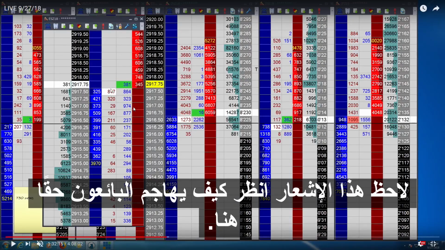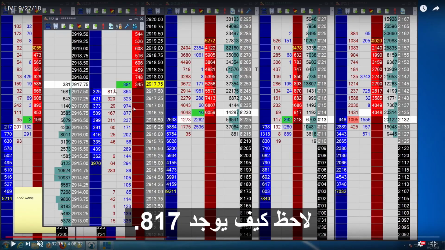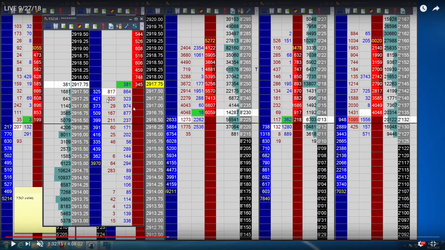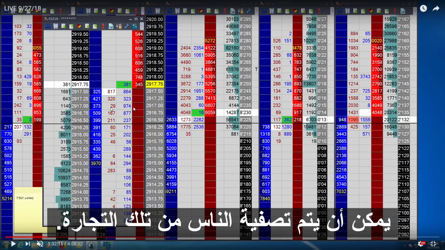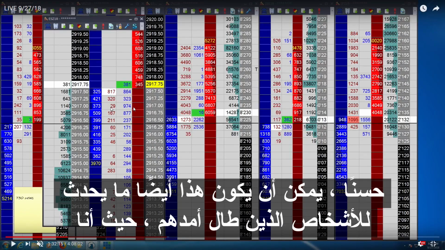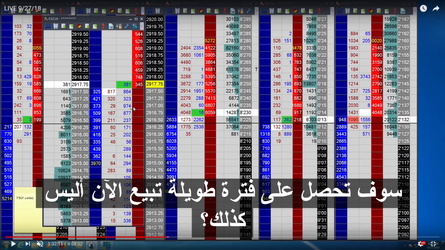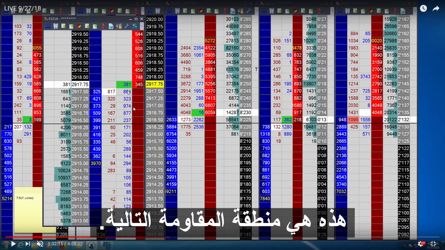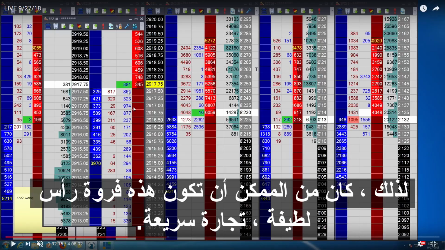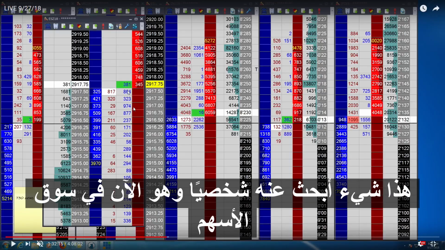Notice how the sellers are really attacking here. Notice how there's 817. The sellers are now trying to dig in, or people could be liquidating from that trade. People who got long where I would have got long are now selling right here because they saw that this large number, the 748, is the next resistance zone. So that would have been a nice scalp, a quick trade. That's something I personally look for.